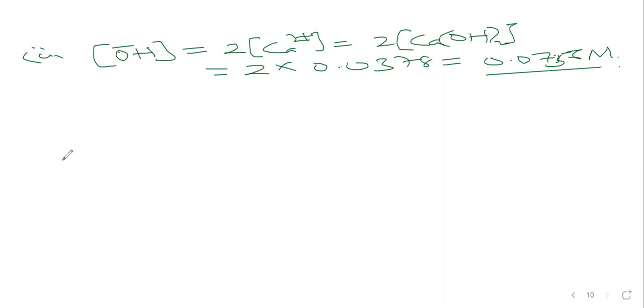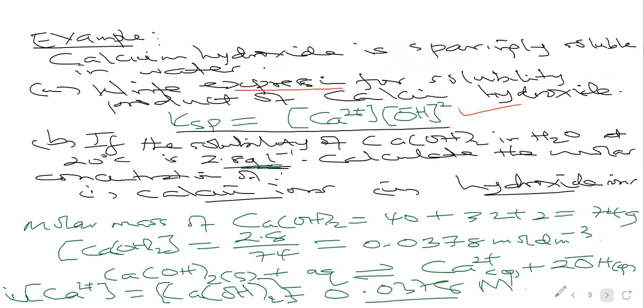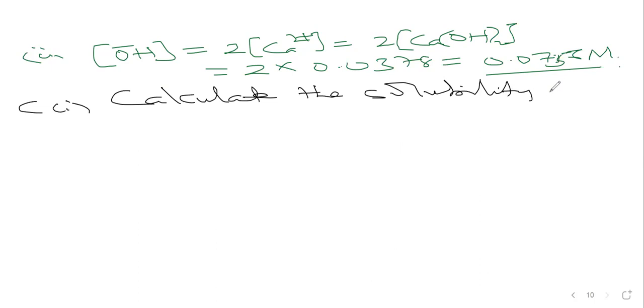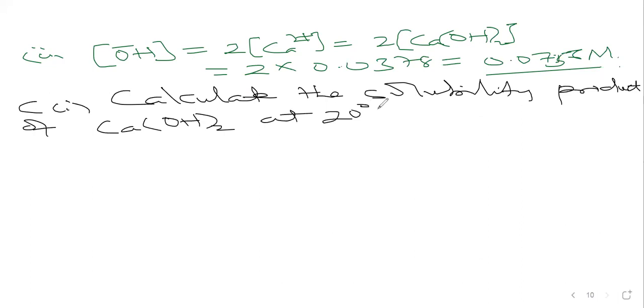Yes, teacher. Now C, is it C? This was B. C Roman 1 of my question will say calculate the solubility product of calcium hydroxide at 20 degrees Celsius and give its units.